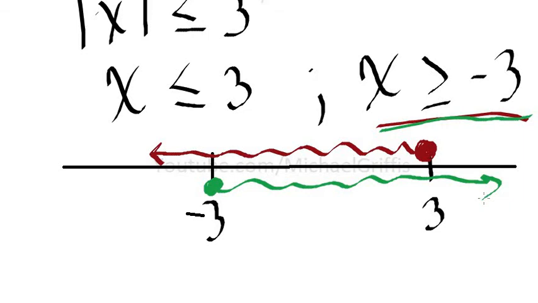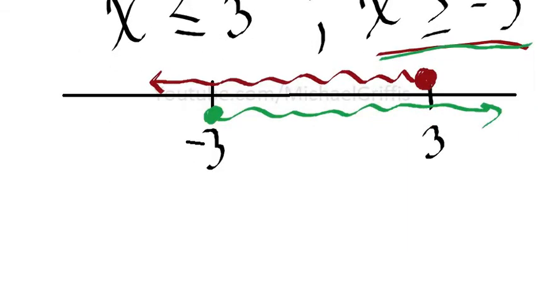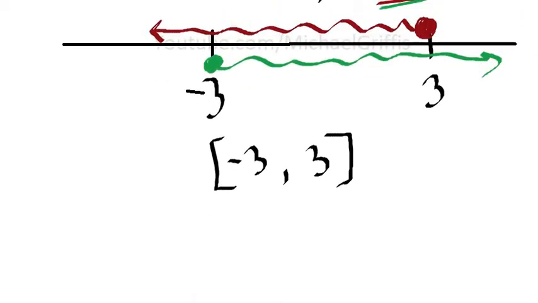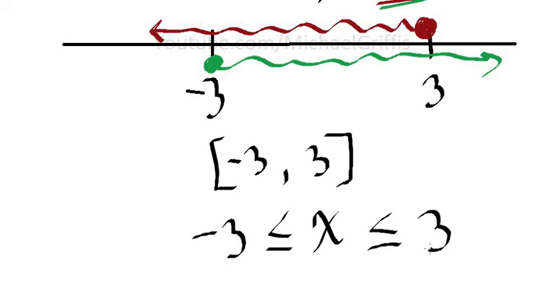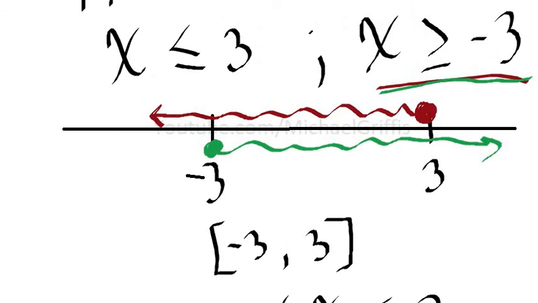Now, it's going to be where these two intersect, and they're intersecting, as we can see here, between negative 3 and 3. You notice I use square brackets here because that means it includes negative 3 and 3. Another way of writing this is you can say that x is greater than or equal to negative 3 and x is less than or equal to 3. So it doesn't look too difficult.